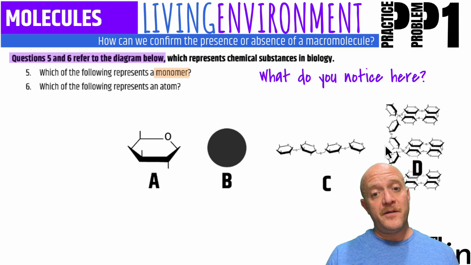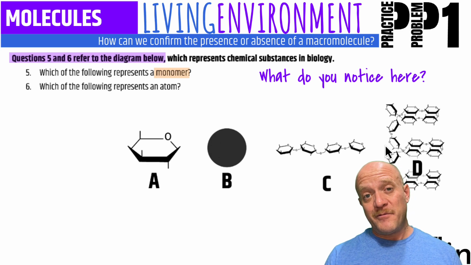Remember, what is a monomer? Indicate that using the keyword strategy. And question 6, by the process of elimination, there's only one that can represent an atom.